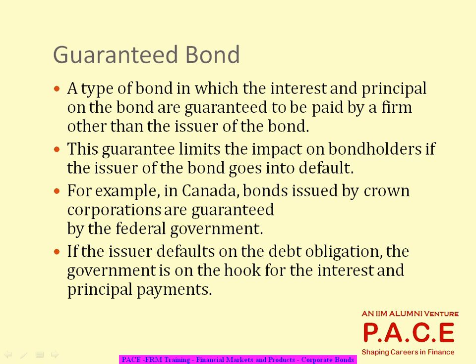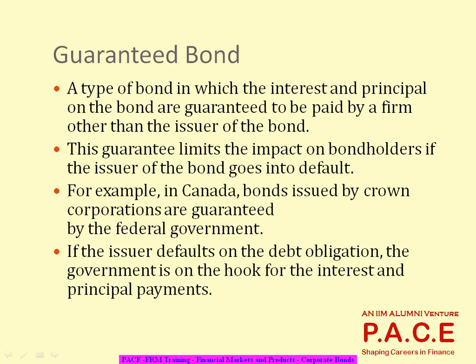Yeah, there could be a guaranteed bond. Interest and principal on the bond are guaranteed to be paid by a firm other than the issuer of the bond. Someone else, a third party, will pay the interest and principal, which could be on a mortgage itself or anything else. It's like, I have issued the bond. The moment I issue it, I'll sell it off to a third party. So my role is only in terms of issuing it. That's it.